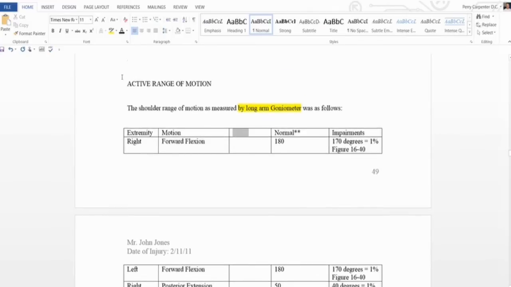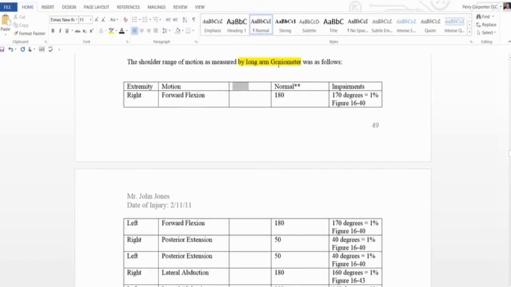And I once had a rebuttal report against one of my physical examination reports wherein the rebutting doctor said that my range of motion measurements of the upper extremity of the shoulder were invalid because they were not performed with an inclinometer, as is required by the AMA guides. And that was his phraseology, was not performed with an inclinometer as required by the AMA guides. And he actually put that in writing, and a simple glance at the figures in the AMA guides clearly depict these maneuvers being done with a long arm goniometer.